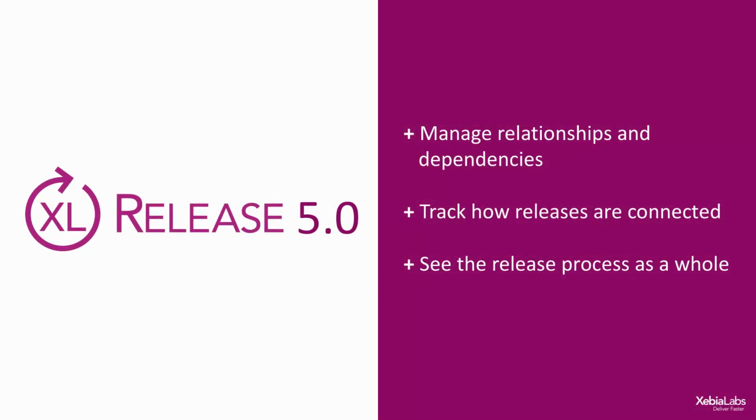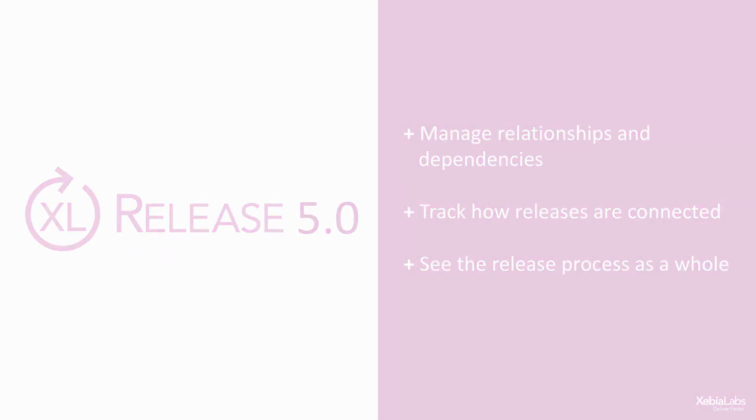Excel Release 5.0 gives you the power to manage relationships and dependencies among all of your releases. It lets you coordinate releases at the project level and see how they're connected to each other, so you can manage interconnected pipelines as a whole unit, making it easy to see when a delay in one pipeline will affect delivery for an entire business feature.